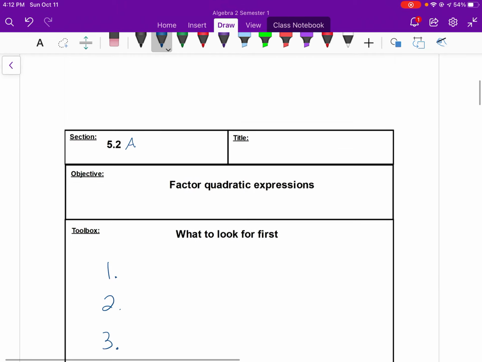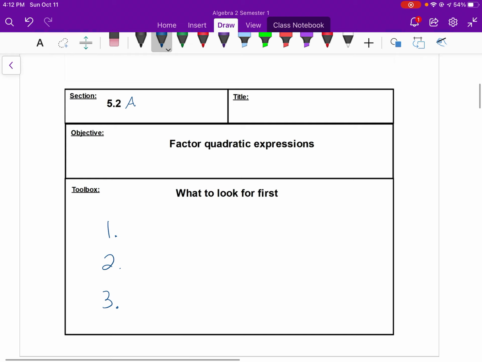5.2a. In this lesson we are going to start factoring quadratic expressions. This is probably going to be one of the most important lessons of the year because we will use factoring throughout the whole year. When we factor, there are three things I want us to think about initially.